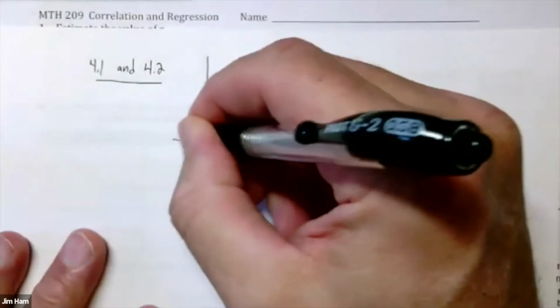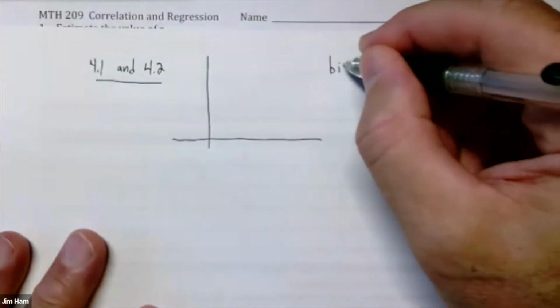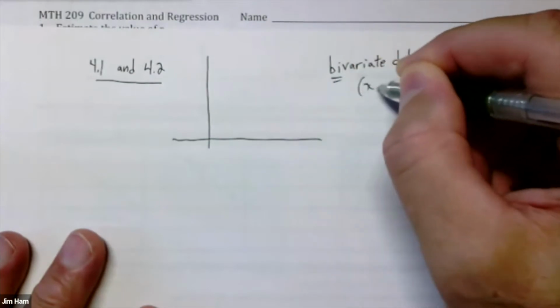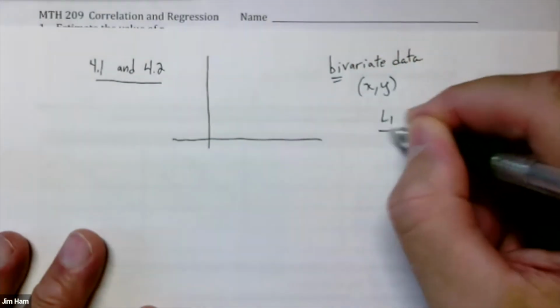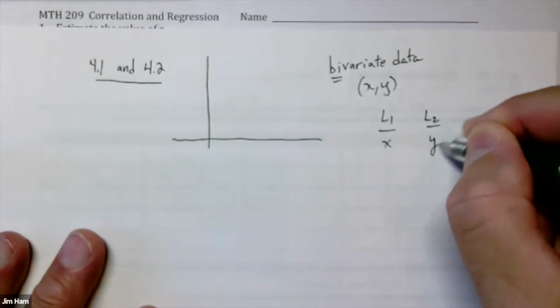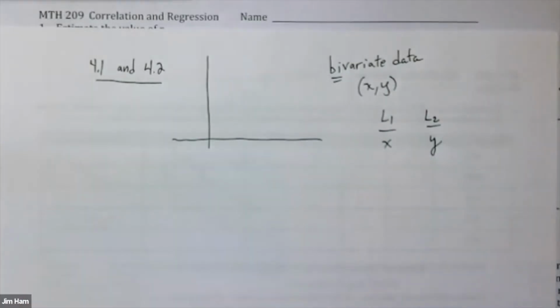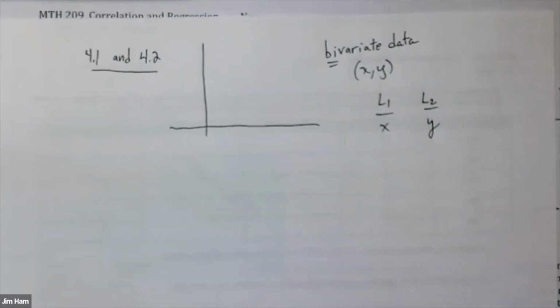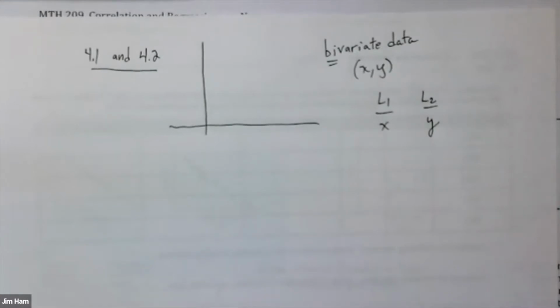All right, so the goal here is to consider what we would call bivariate data, and the bi meaning 2. So we're going to have the x values go in L1 and the y values go in L2. And we're going to describe the data set. So I'll give you some language today that'll help you do that.